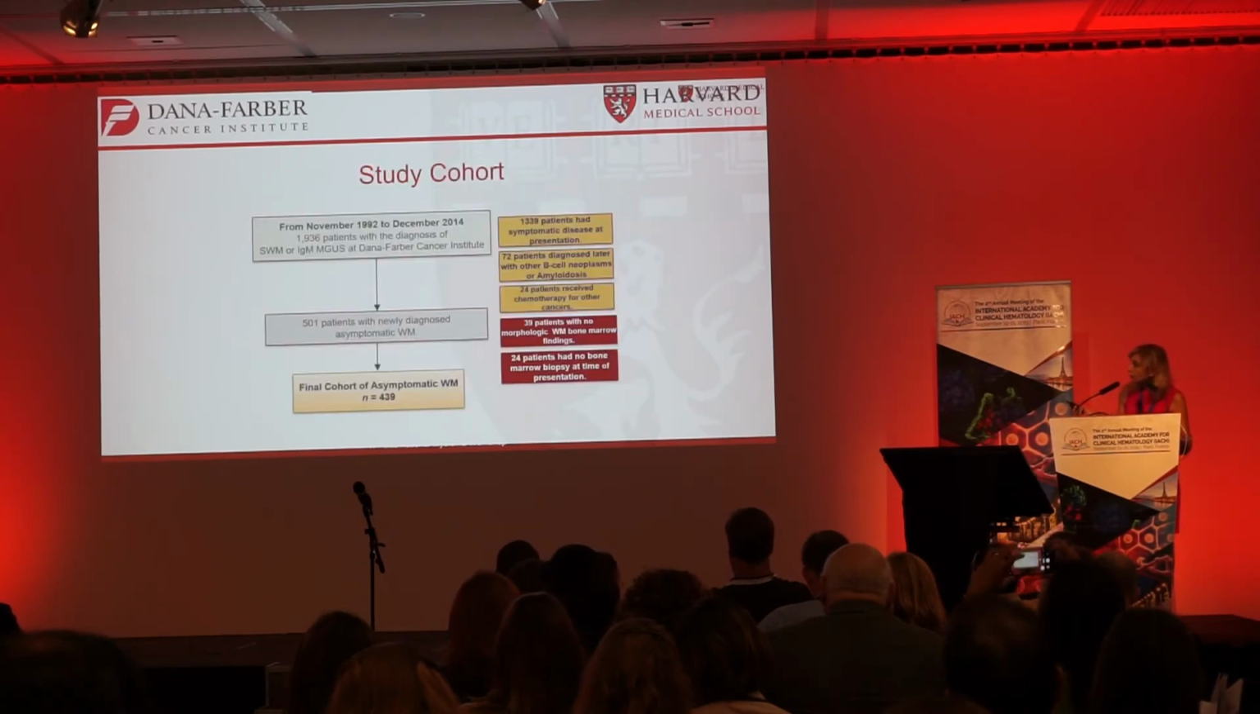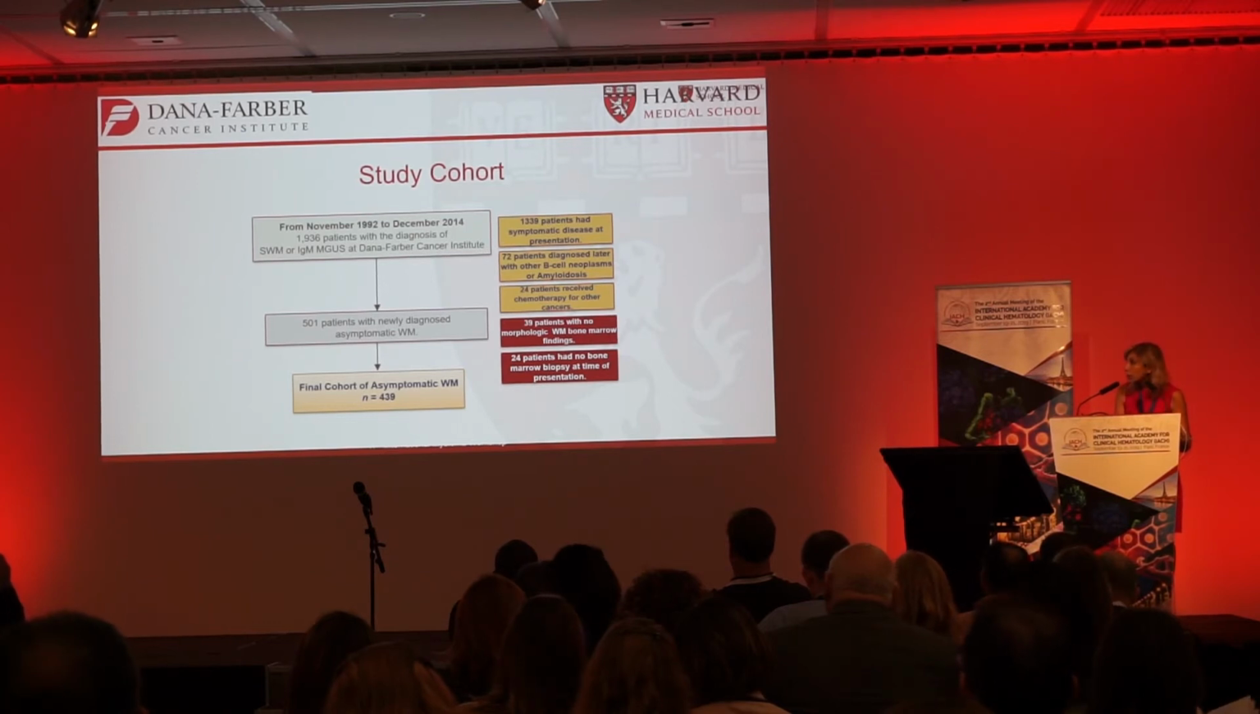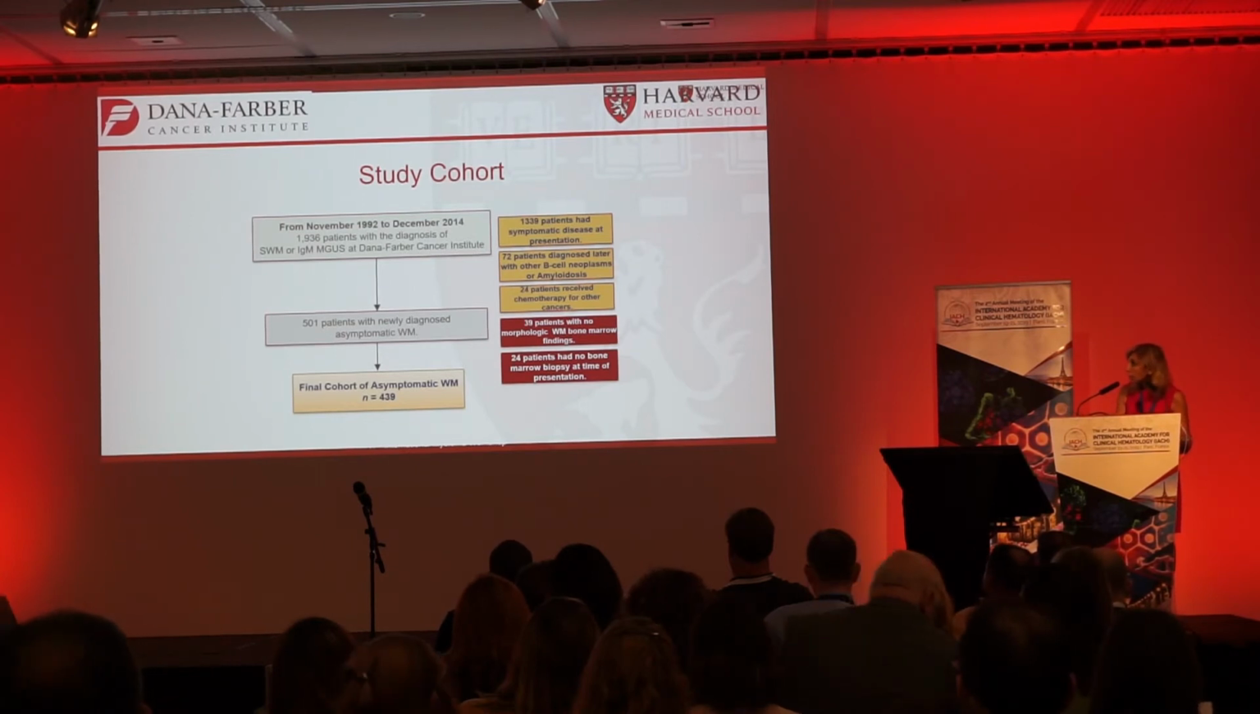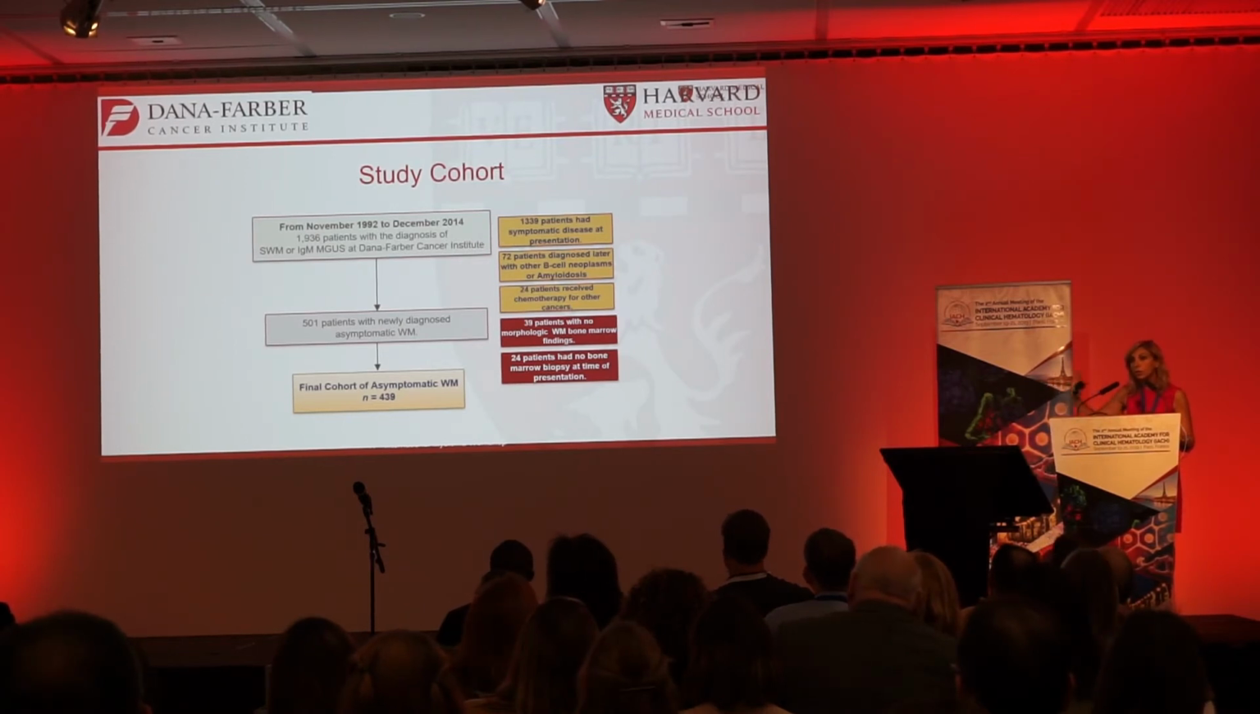So what about the clinical data? How can we identify patients? We went back to our Dana-Farber patients and looked back from 1992 to 2014 and identified 1,936 patients that we saw who were asymptomatic or who had an IgM protein at Dana-Farber Cancer Institute. And of those, we tried to remove all of the patients who were symptomatic, all of the patients who had AL amyloidosis, anyone who did not have a bone marrow biopsy, because we wanted to make sure we have a very significant cohort that's only asymptomatic and has a bone marrow biopsy. And we found a cohort of 439.